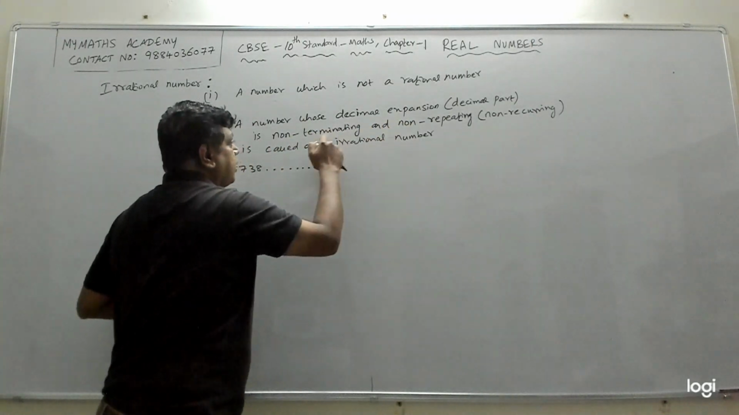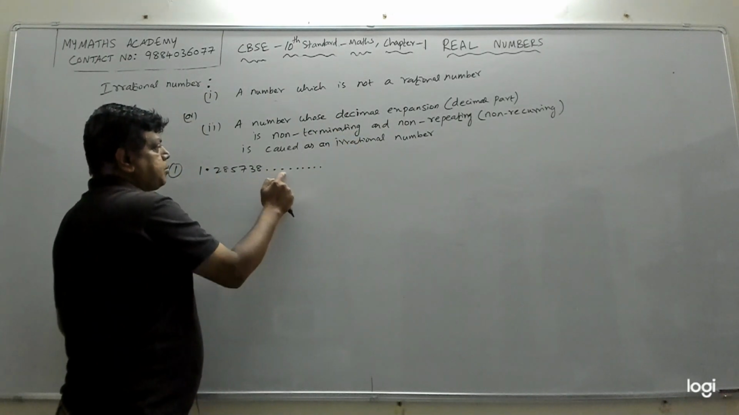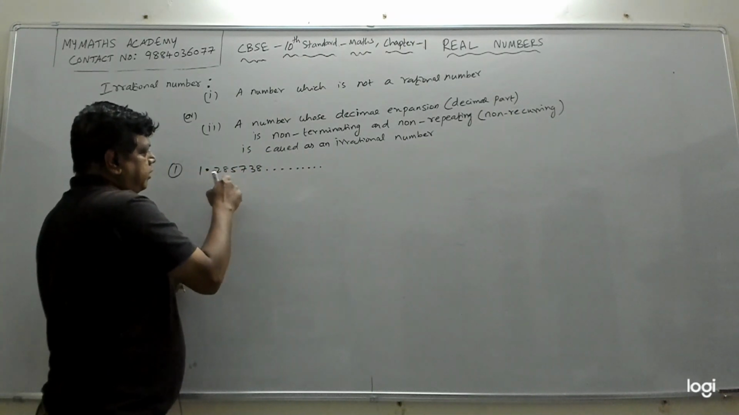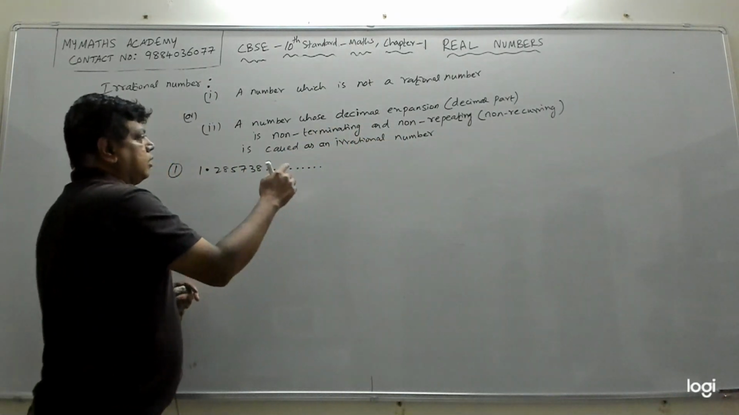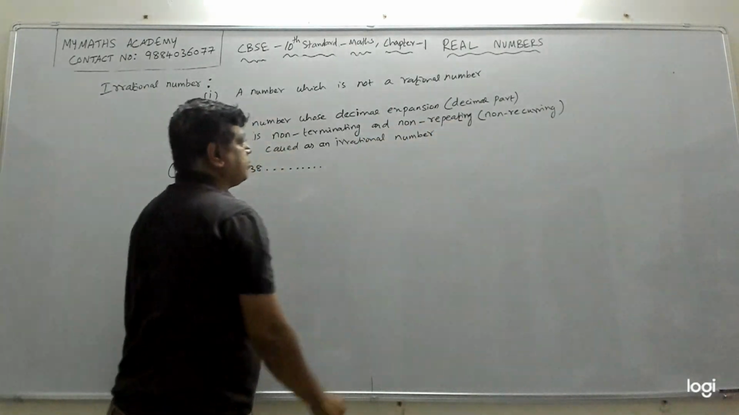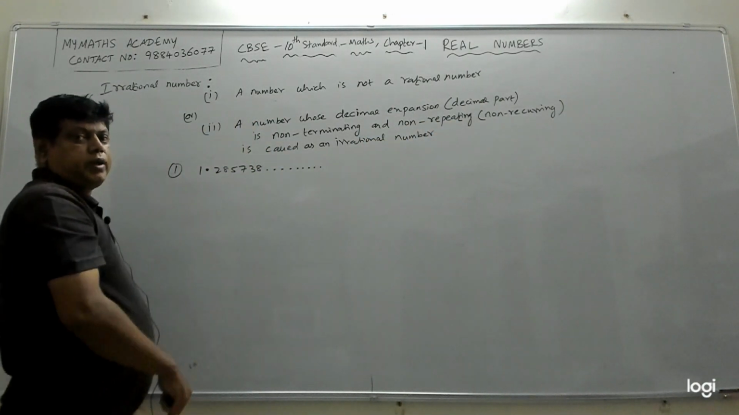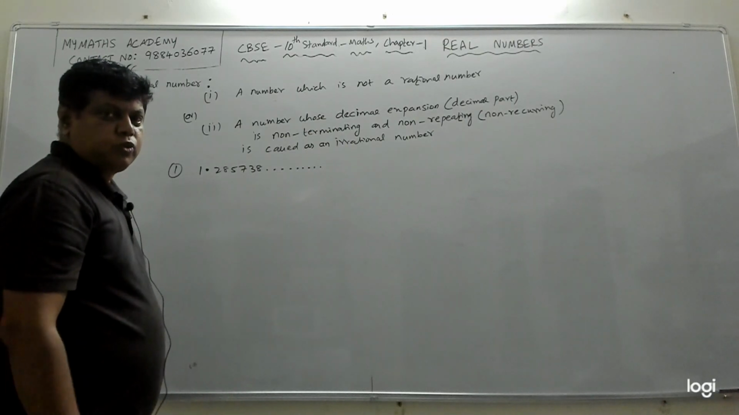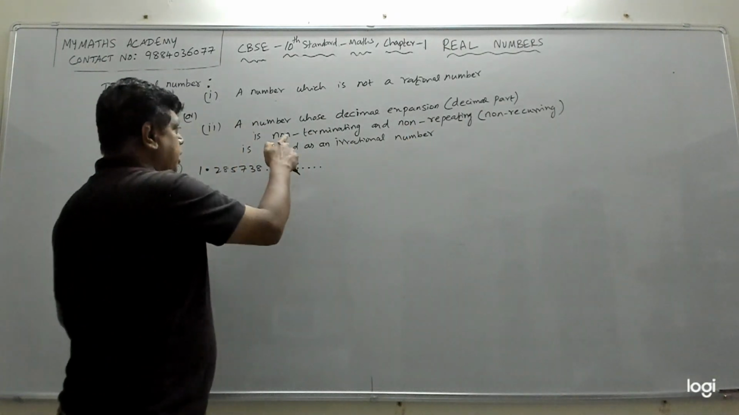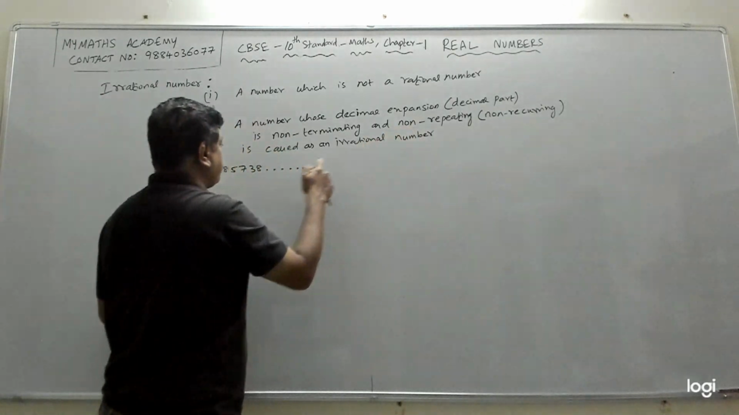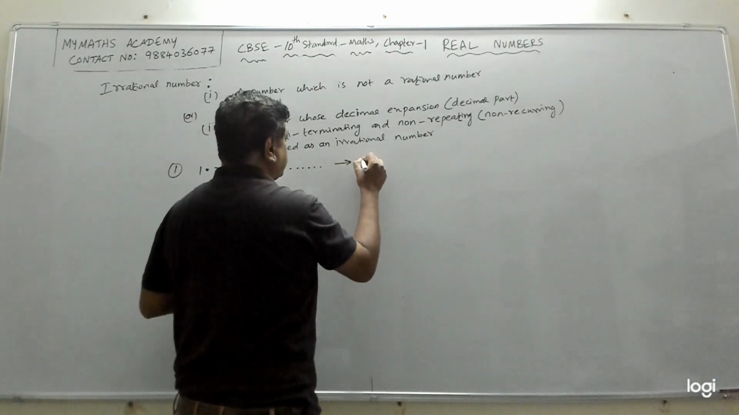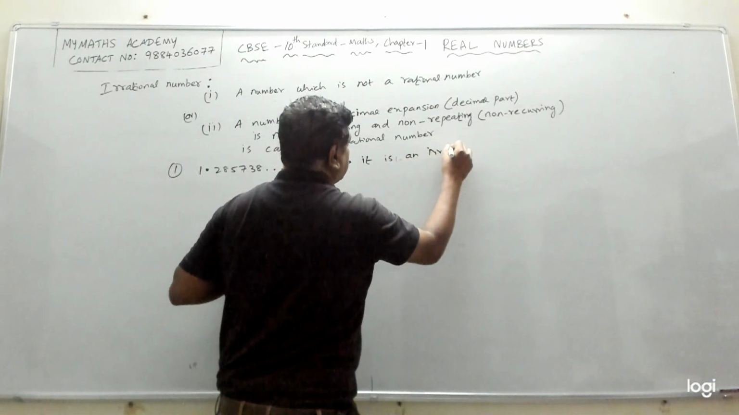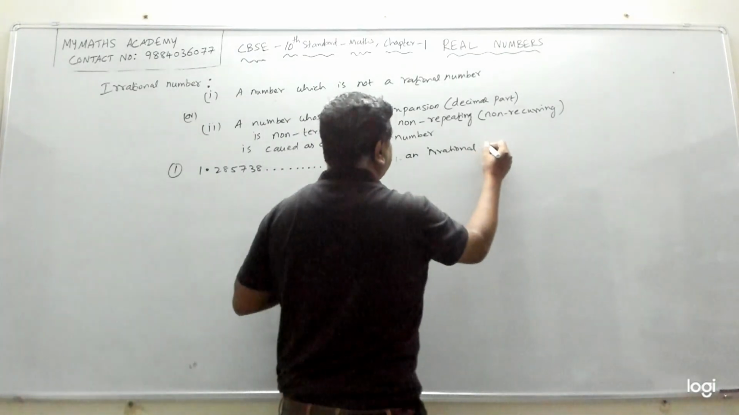The two conditions should be satisfied for a number to be irrational. So this number satisfies the first condition, which means non-terminating. The decimal part, the numbers after the decimal point, is non-terminating, and we have to check: is it non-repeating? Which means that the same number or same set of numbers should not repeat. Here it's not repeating. See 2, 8, 5, 7, 3, 8, different numbers are coming. So they are not repeating. Non-terminating means dot dot dot. Non-repeating means no number is repeating. So it is an irrational number, because the definition of an irrational number is satisfied.